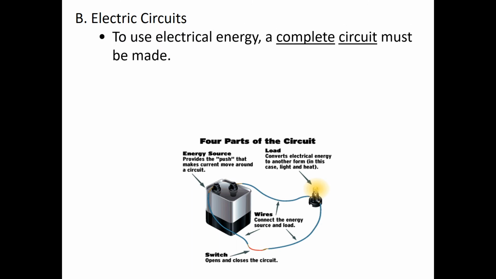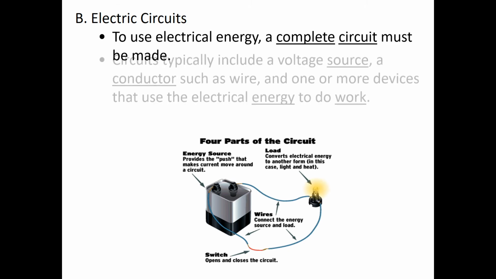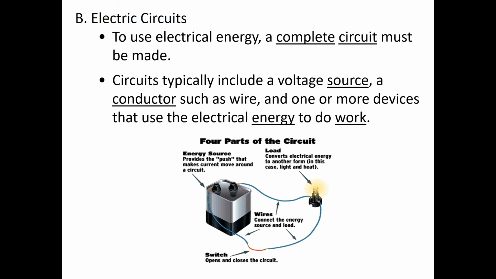So to use electrical energy, a complete circuit must be made. So you have to have a loop. Circuits typically include a voltage source, that would be your battery, some source of voltage, so they will actually push the electron, a conductor that allows electrons to flow easily, and one or more devices that actually use the electrical energy to do work, whether that's converting the electrical energy into light or using it to turn a motor.